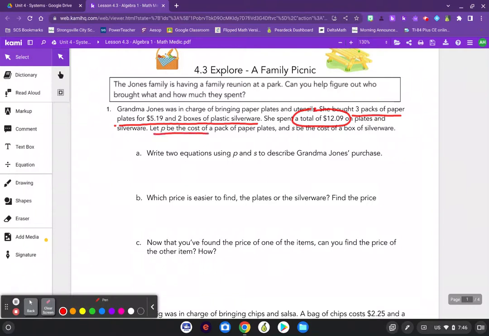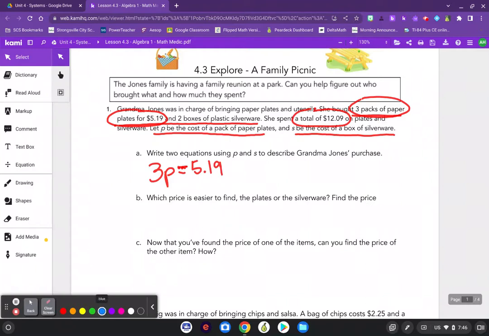Let P be the cost of a pack of paper plates and S be the cost of a box of silverware. So we're going to write 2 equations using P and S to describe Grandma Jones's purchase. All right, so I'm going to go back to the plates. 3 packs of paper plates for $5.19. So 3 packs of paper plates, and that cost a total of $5.19.